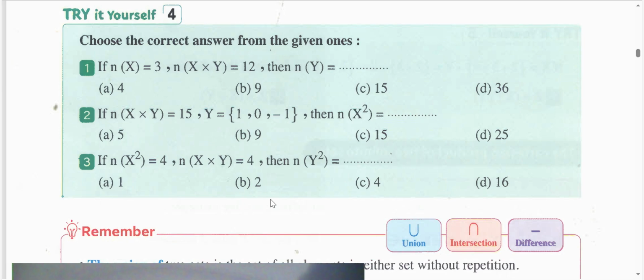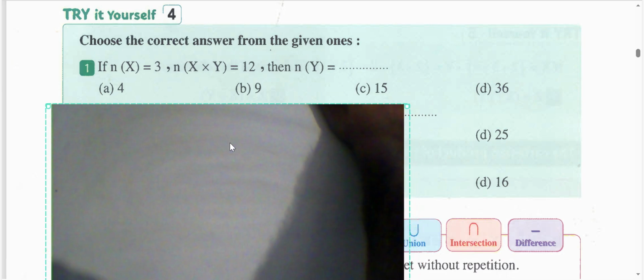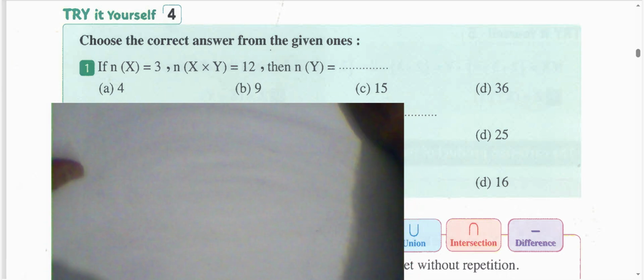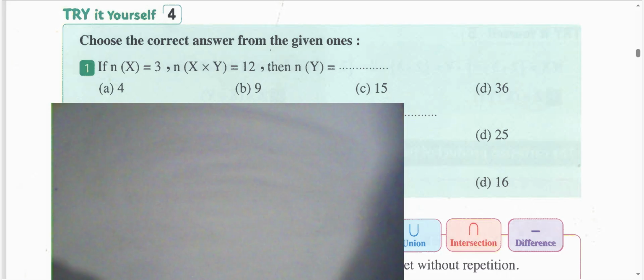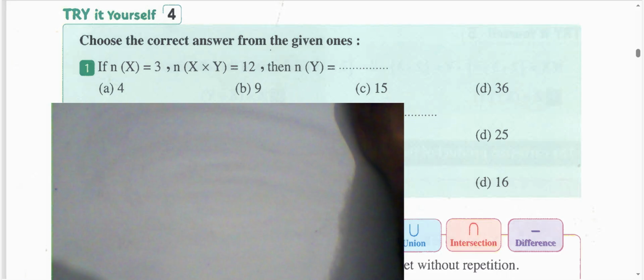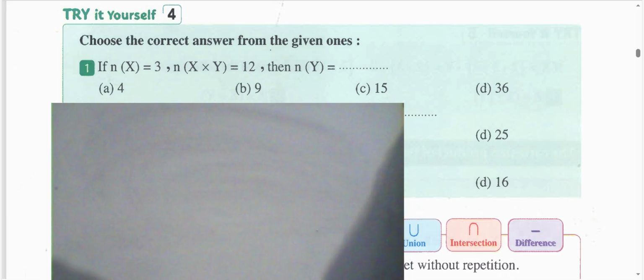Number 4. Choose the correct answer. If the number of elements of x equals 3 and the number of ordered pairs in the Cartesian product x and y is 12, then the number of elements in y equals 12 divided by 3 equals 4. Then the answer will be letter A, which is 4. Next question.